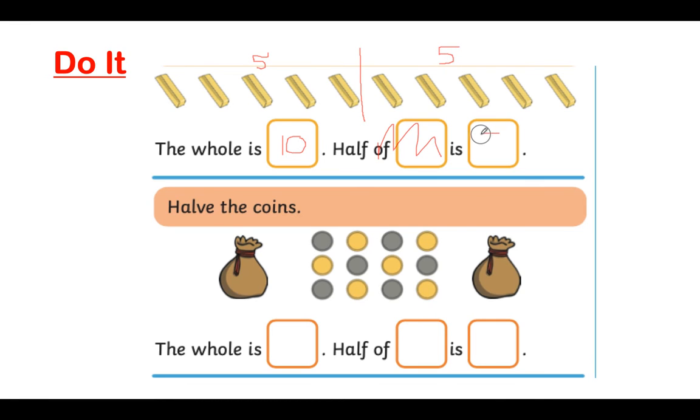It is 5. Okay, and the coins, the whole is 1, 2, 3, 4, 5, 6, 7, 8, 9, 10, 11, 12. Okay, the whole is 12. Okay, so let's split them in half. Let's just count each side to check they're the same. So 1, 2, 3, 4, 5, 6 on this side, and 1, 2, 3, 4, 5, 6 on this side. So they are the same, so we have split them in half. So what is half of 12? 6. Fantastic, well done guys.